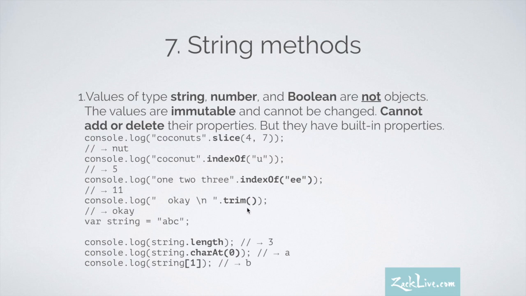And trim is very useful too. It deletes all the spaces and special characters at the beginning and at the end of a string. We have already seen the length property, and if you want to get a character at a certain index, you can use charAt, or just use the square brackets with an index.